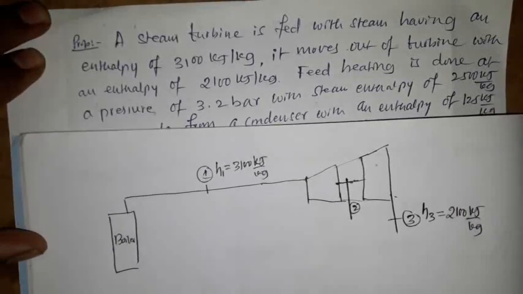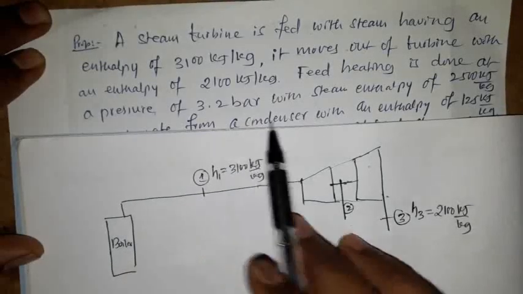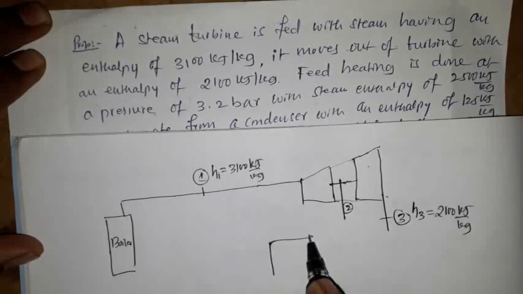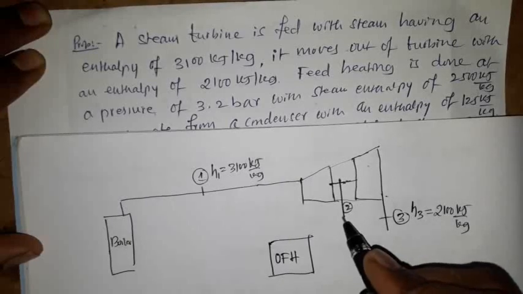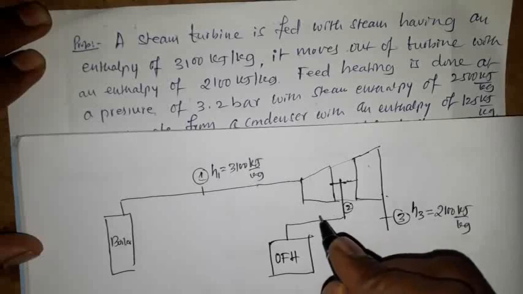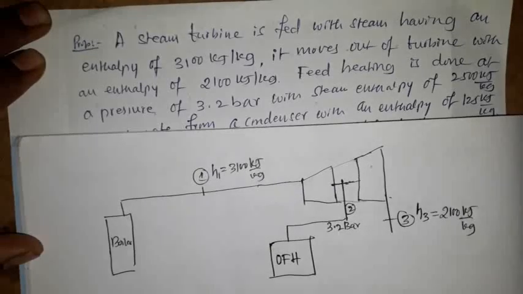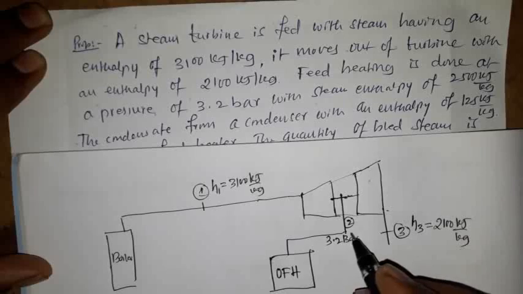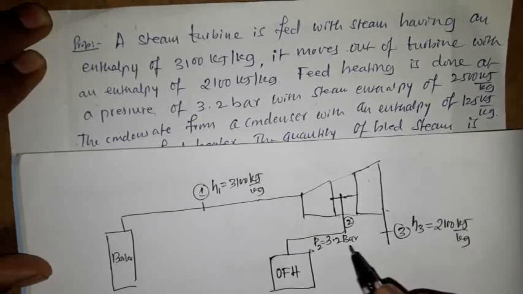Feed heating is done at a pressure of 3.2 bar. Means we have the feed water heater, the open feed water heater, OFH, I am writing. So feed heating is done at a pressure of 3.2 bar. So this is the 3.2 bar pressure line, because the feed heater is supplied with the steam at a pressure P2, so that is P2 is equal to 3.2 bar.